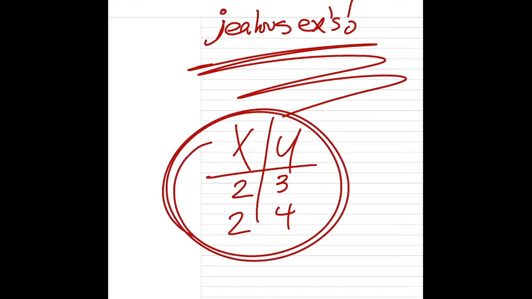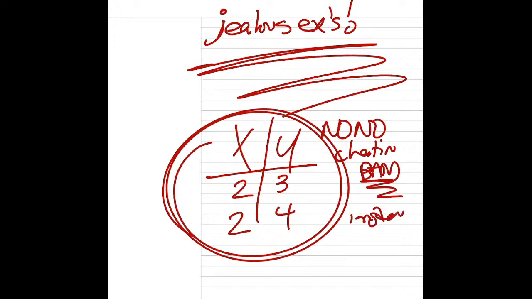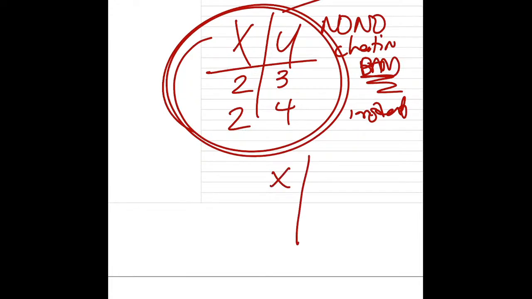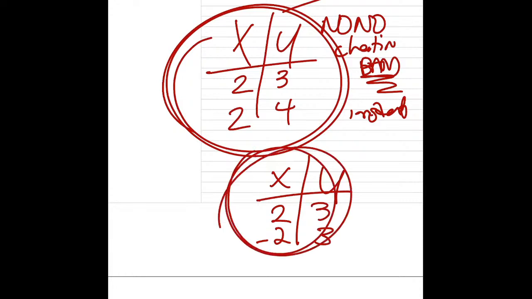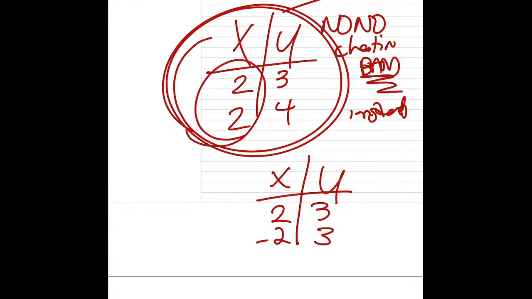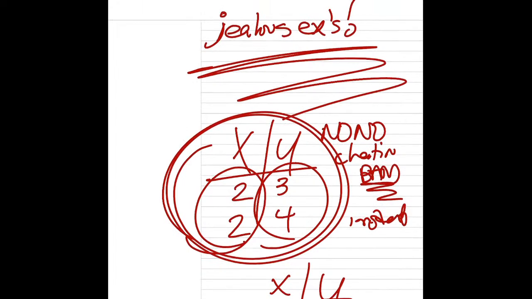This is a big no-no. This is cheating, okay? Bad. Instead, this is okay. Here's an x. Here's a completely different x. The y's can still be the same, but the x's had better be different. If we see the same x with two different y's, that is jealous x's. That is not a function, okay?